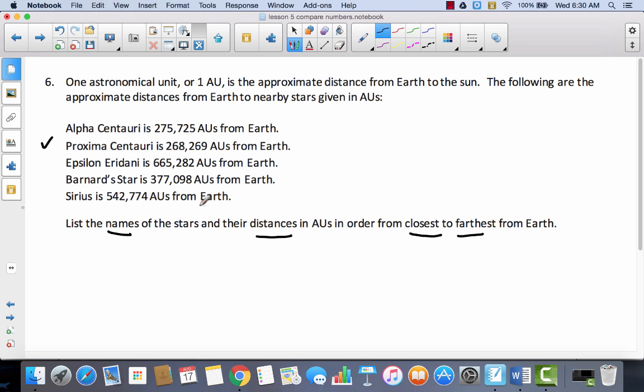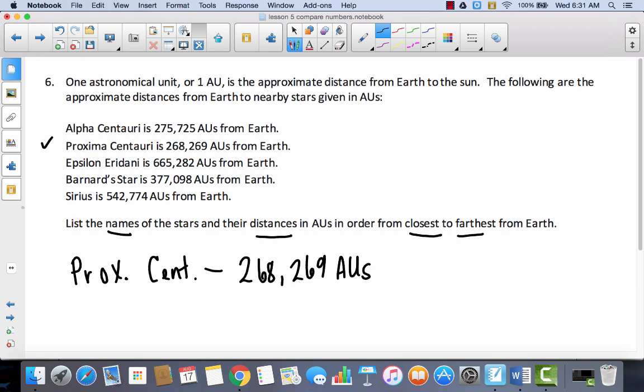So it says list the name and their distance. Some of these names get kind of long, so I'm going to abbreviate. I'm going to put PROX period, CENT period. Then I'm going to put a little dash and I'm going to put its distance, 268,269 AUs, because that's the unit.